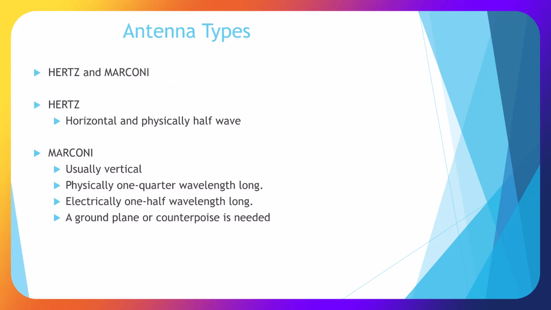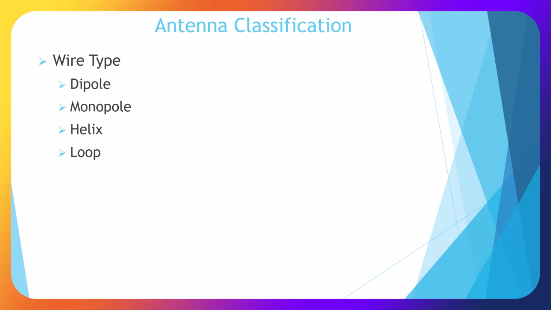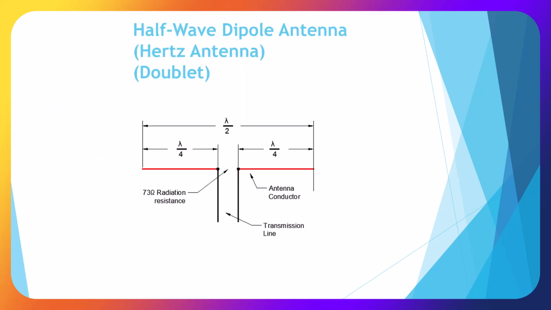Here are two basic types of antennas, Hertz and Marconi. Hertz is horizontal and physically a half wave, and Marconis are usually vertical. They're physically 1/4 wavelength, and they're electrically 1/2 wavelength long, and a ground plane or a counterpoise is needed. Here are other antenna classifications. The wire type includes dipole and monopole, which we're going to cover, and also helix and loop, which I'll cover later.